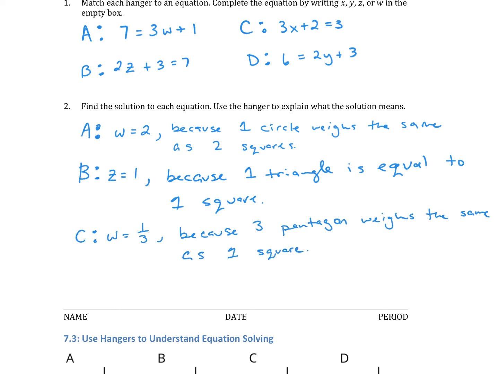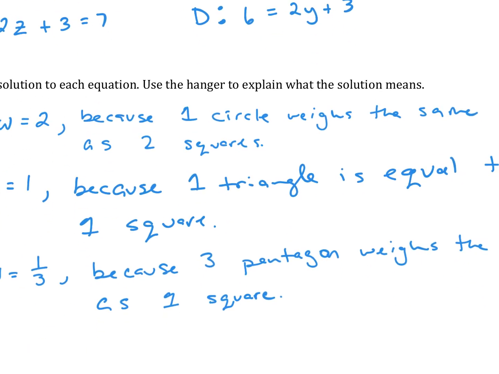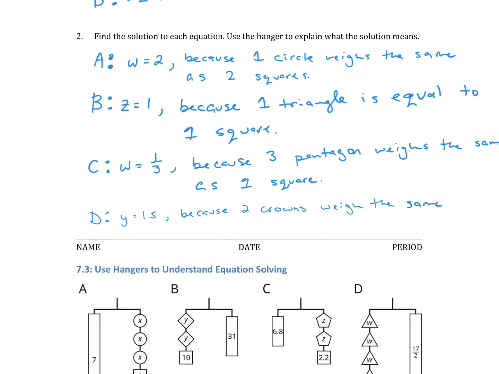All right, last one. So this time I need to get rid of some on the right. So I have 3 1s I need to get rid of. So I'm going to get rid of these 3. I'm left with 3 over here, but I need to split these 3 among 2. So I'm going to do 3 divided by 2, which is 1.5, or you could leave it as a fraction as 3 over 2. So in this case, for D, y equals 1.5 because 2 crowns weigh the same as 3 squares.